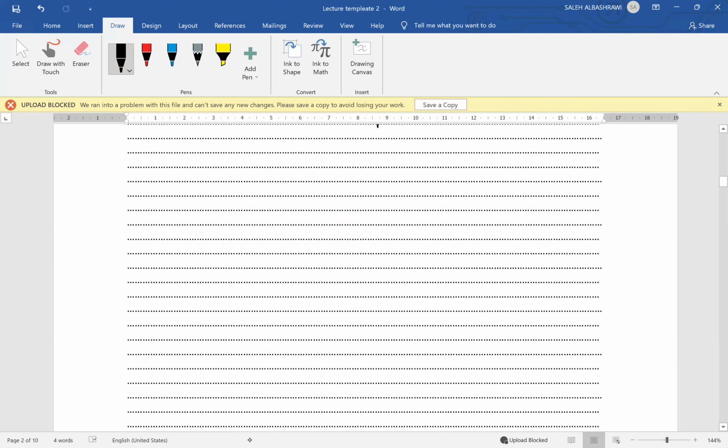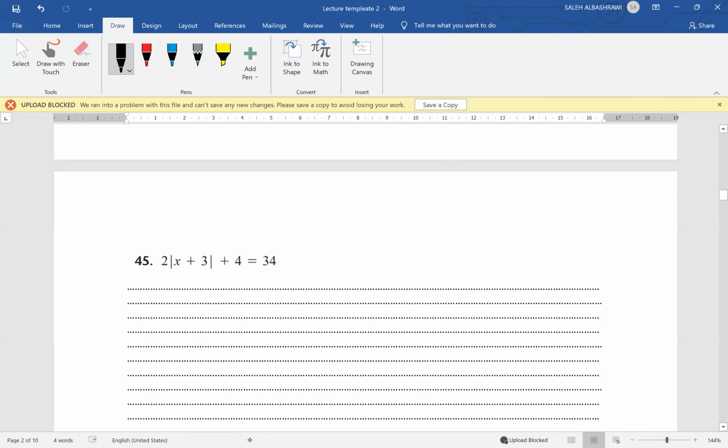One more. With that, we have this absolute value equation: 2 multiplied by the absolute value of x plus 3, plus 4, equal to 34. The idea for this type of equation is that we have to keep only the absolute value on one side. As the first step, I'm going to move this 4 to the other side, so minus 4 on both sides, or we can simply move plus 4 to the other side and change the sign. This cancels, and it will be 2 multiplied by the absolute value of x plus 3 equal to 30.